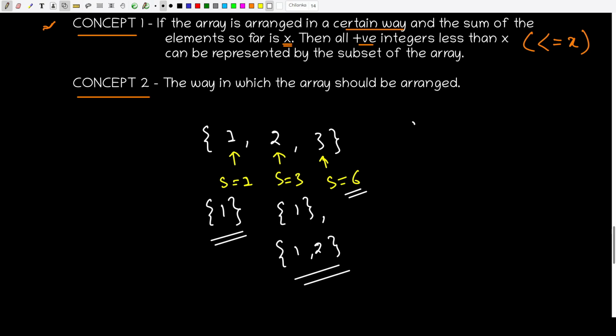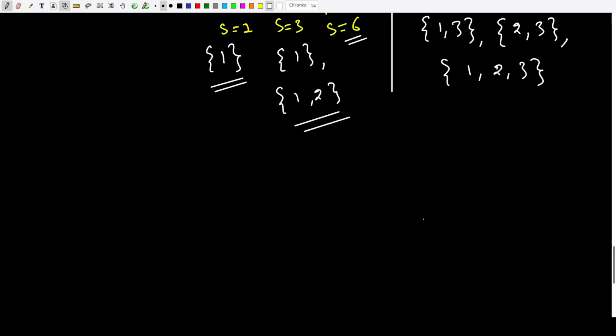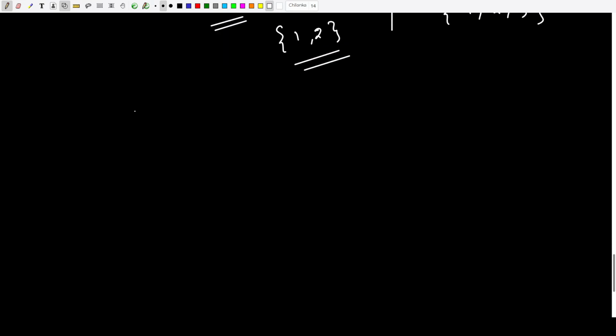The way we will be able to achieve this is essentially 1, 2, 3 can be represented as 1, 2, 3, 4 can be represented as 1 plus 3, 5 as 2 plus 3, and 6 as 1 plus 2 plus 3. And in this way, as you can see, all the numbers till 6 can be represented. Let's take a couple more examples to solidify our understanding.